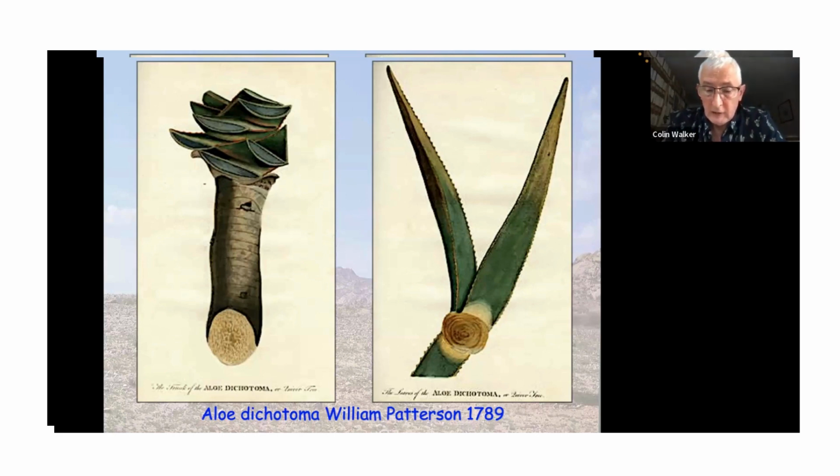In 1789, William Patterson published a book, a narrative of 4 journeys. It has 19 hand-colored plates, of which 10 are succulents, of which 4 illustrate Aloe dichotoma. So these, if you like, are the first authentic scientific published images of Aloe dichotoma.